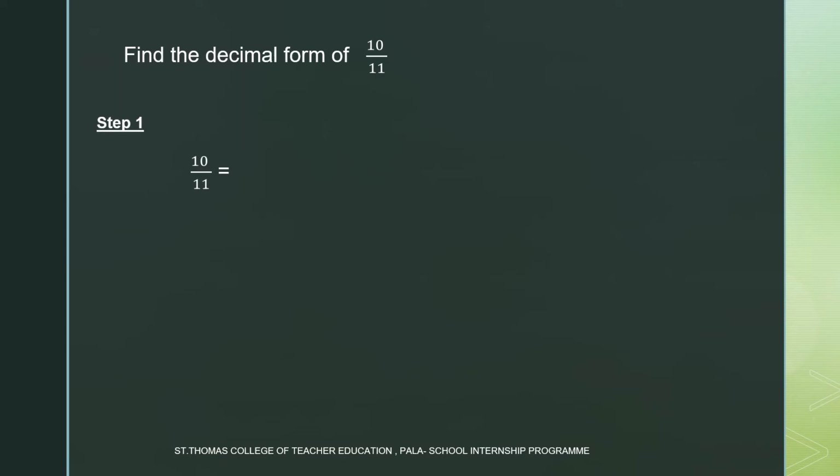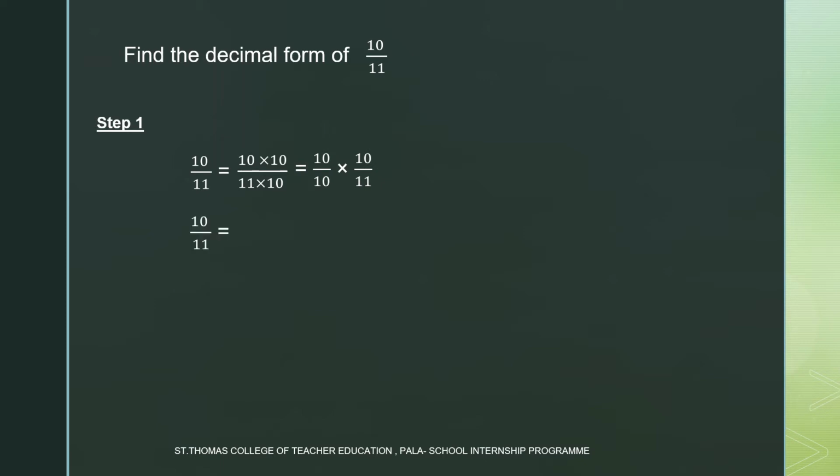Yes, writing 10 by 11 as itself. And then multiplying both numerator and denominator with 10. If any of you have some doubts with this step, go back to the previous class and learn or go through the problems we have done and then come back. Okay. And we are splitting it as 10 by 10 into 10 by 11.